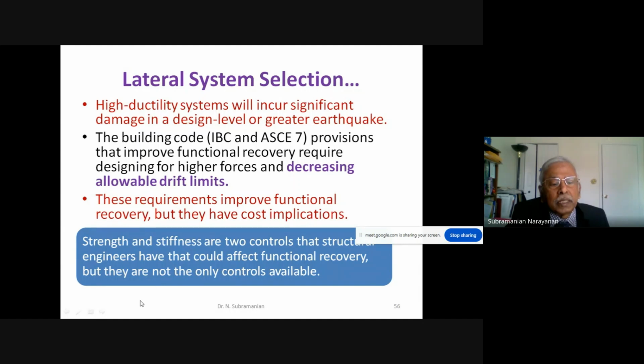If you want to have less damage, strength and stiffness are two controls that structural engineers have that could affect functional recovery, but they are not the only controls available. Let us see how.